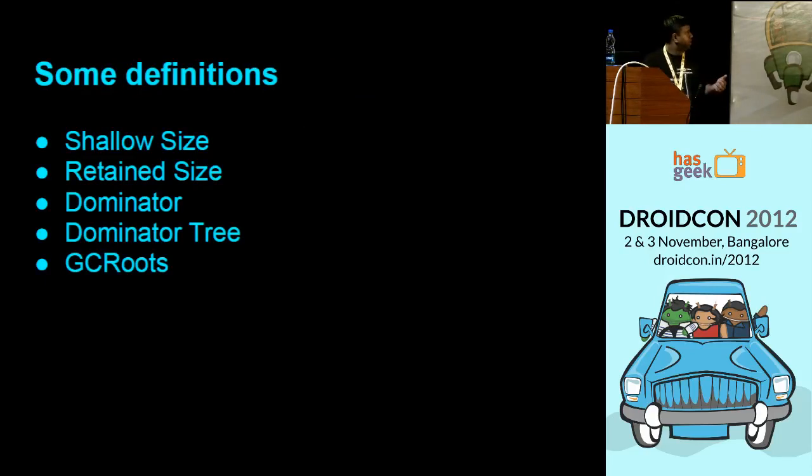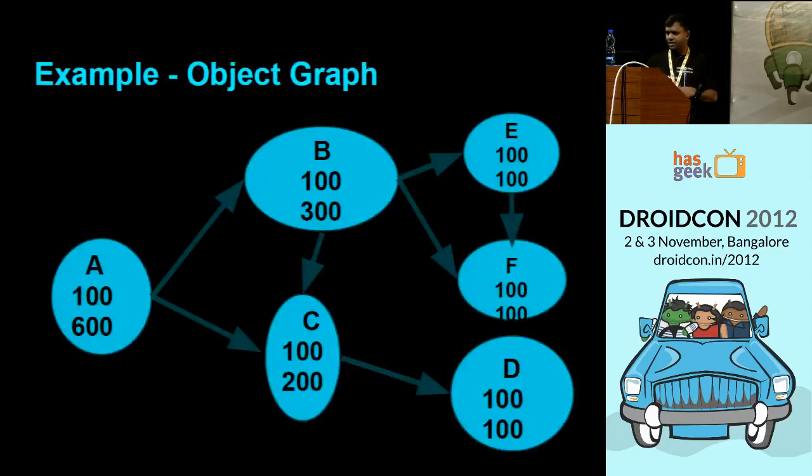Now, what is a dominator? Dominator is just what we have covered. When we are talking about a particular object, let's say E here, what is the object that is determining why E is not garbage? In a more graph theory way, if all the paths to a particular object from a garbage collector root are passing through a particular object, then that object is considered to be the dominator of the child object. So in this case, F's dominator is not E but B, because all the paths to F will have to pass through B.